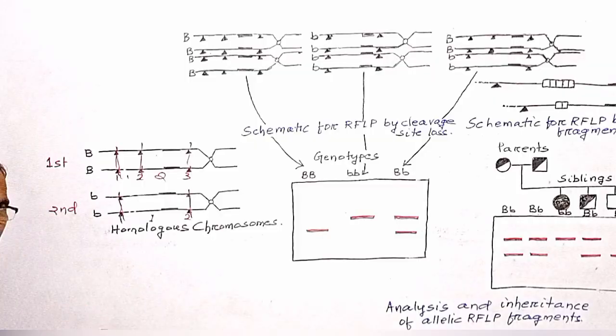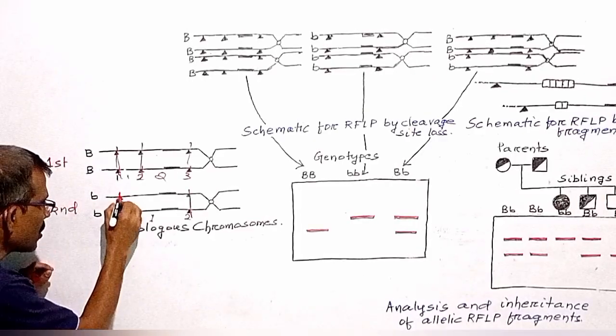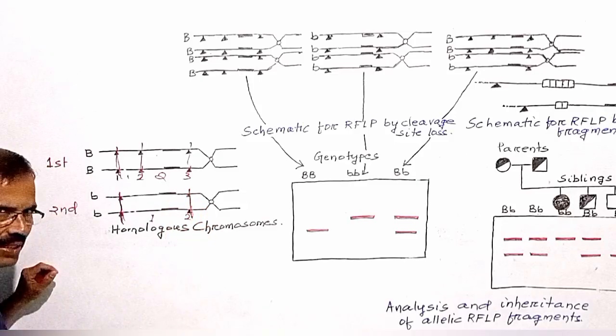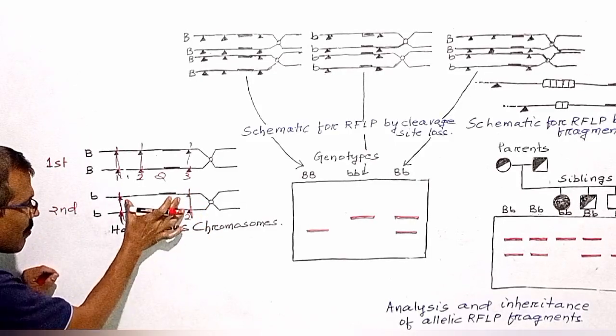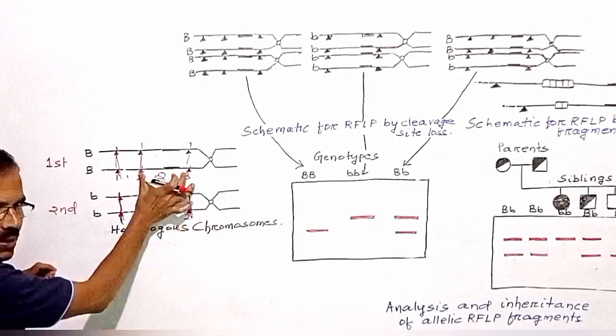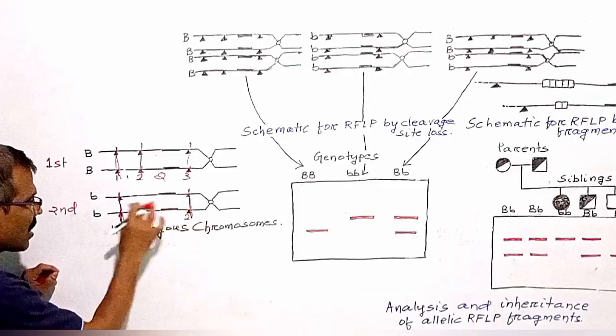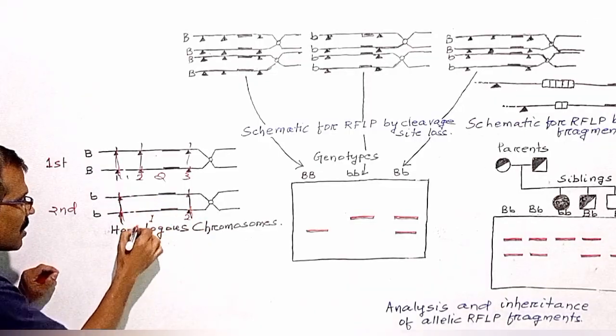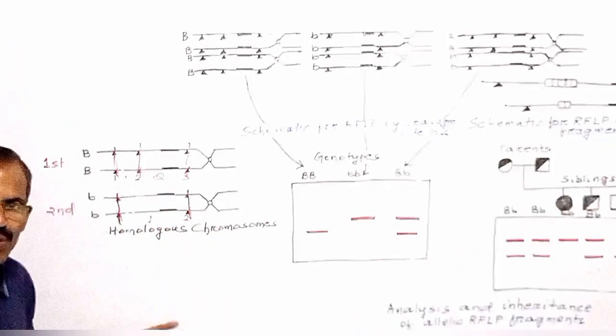Second chromosome, when incubated with EcoR1, cleavage will take place at these two sites. As a result, only one fragment will be produced. This is because in the second homologous chromosome, the second recognition site is missing.